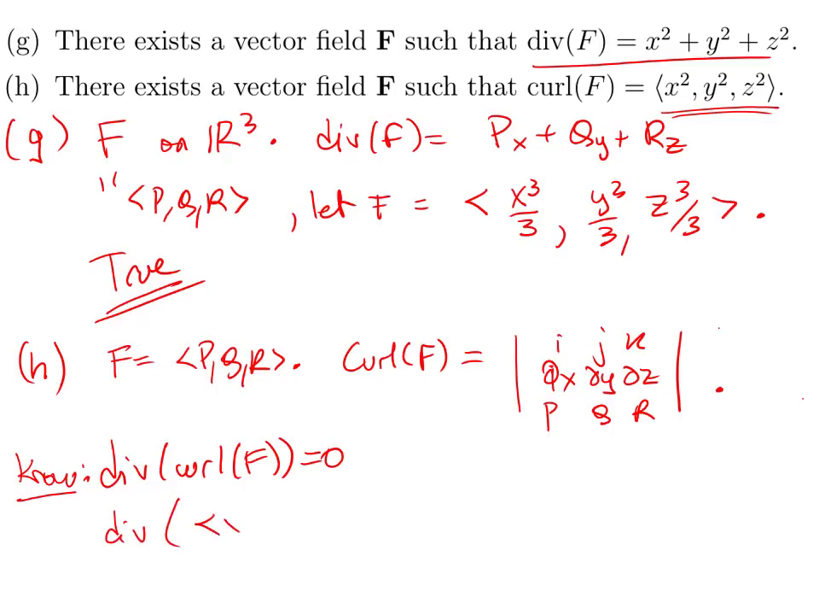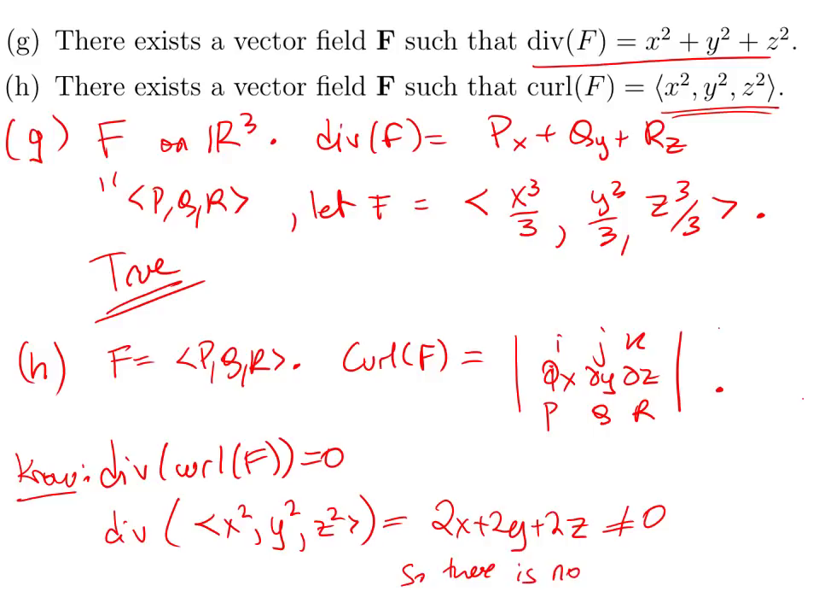So on the other hand, the divergence of the given field is just 2x plus 2y plus 2z. And the divergence of a curl is 0. It has to be 0 everywhere, right? That's a fact that's true everywhere. And this is not 0 everywhere. Okay, so in fact, this is not identically 0, so there is no such vector. So the answer to part H is false.